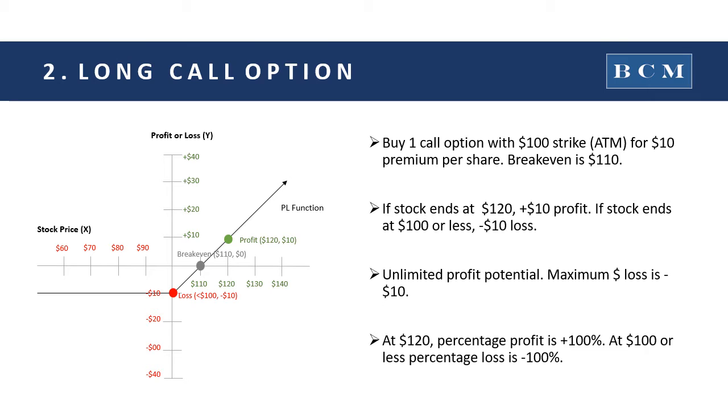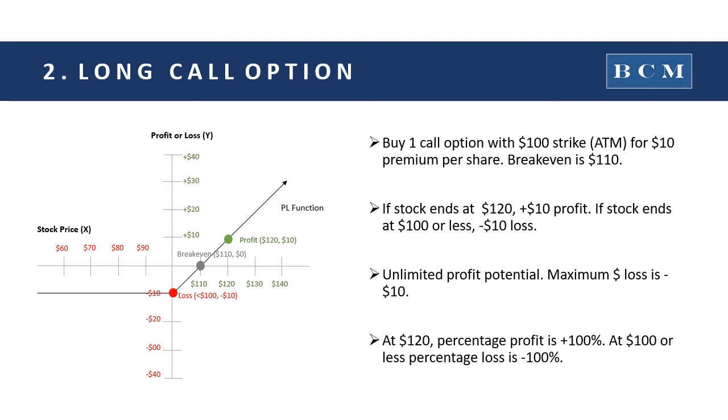First, look at the left side of the diagram. That shows us the losses. There is a horizontal line at negative $10. That tells us that the most we can lose is $10. Even if the stock falls from 100 to 80 or 60 or even all the way to 0, we can still only lose $10 because that's all we paid for the call.